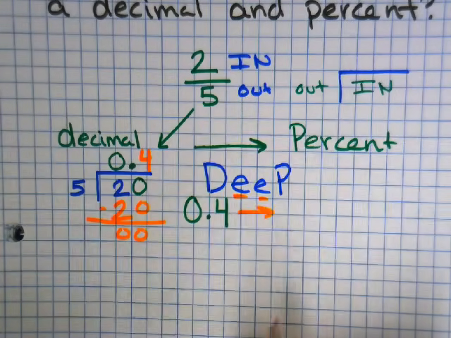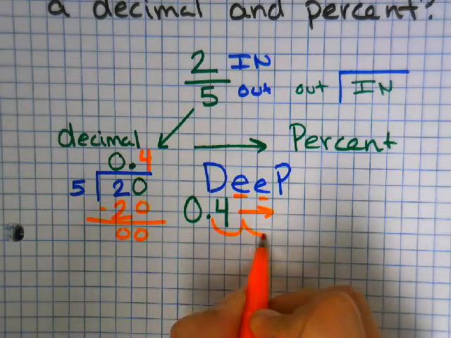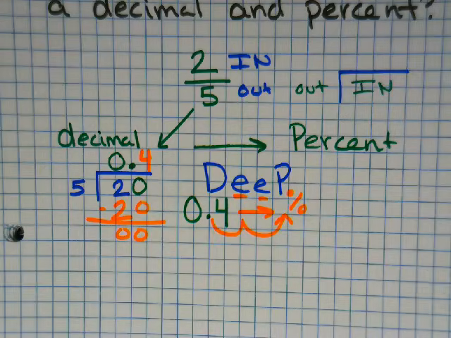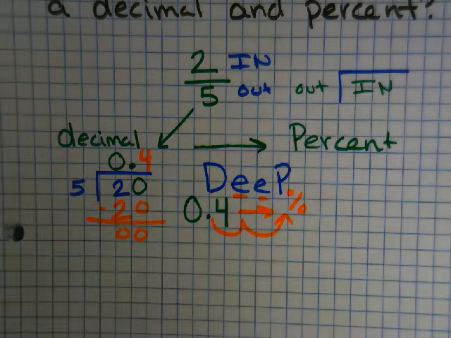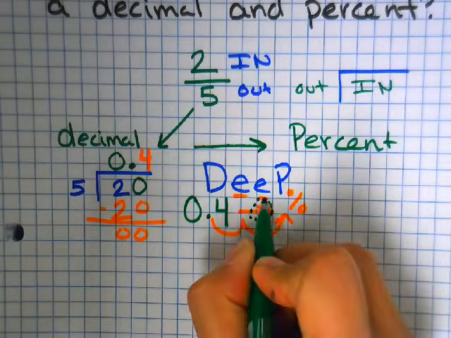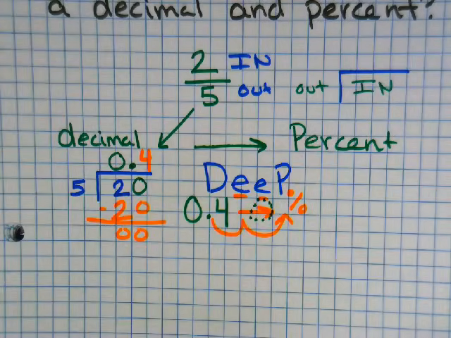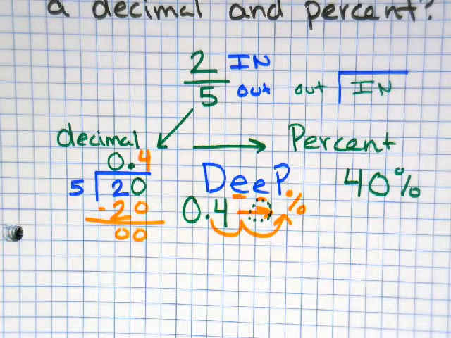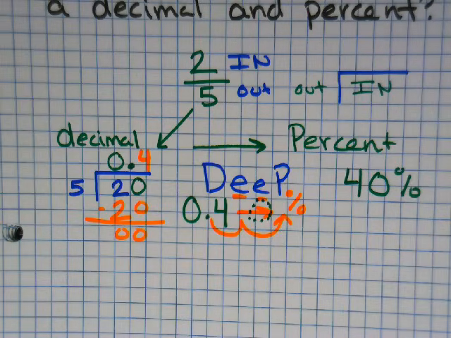So I'm going to move it 2 times, and it tells you in what direction. We're going to go this way. 1 and 2. And now I'm going to have a percent. What do I add in this empty space right there? Zeros. Every time you have an empty space, add a 0. So what percent is 0.4? 40%. So this fraction is equal to 40%. It's equal to 0.4. Whew, that's a lot on that screen.